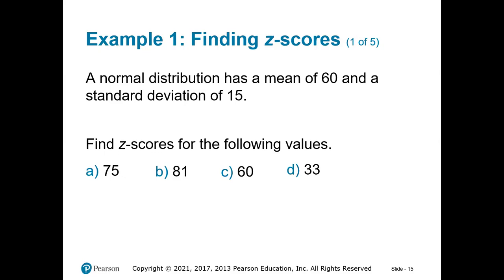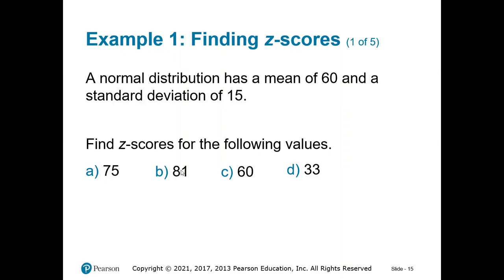But suppose that now we have a normal distribution of mean 60. All that matters to us now is just the mean, which is 60. The standard deviation is 15. So let's compute the z-scores of the following values. What is the z-score of 75? 75 minus 60 divided by 15 is the z-score of 75.